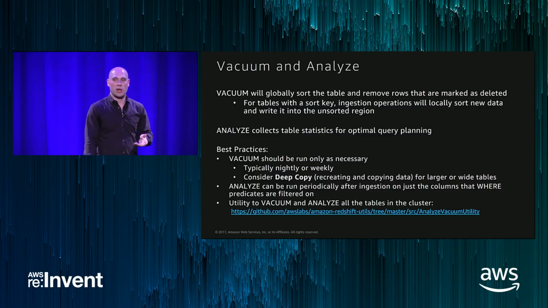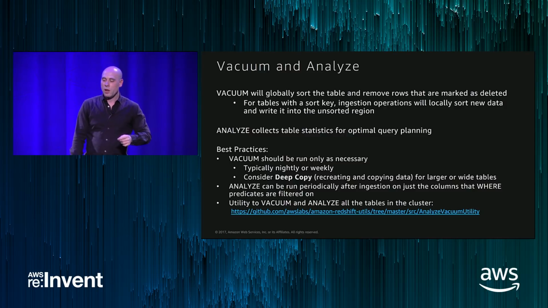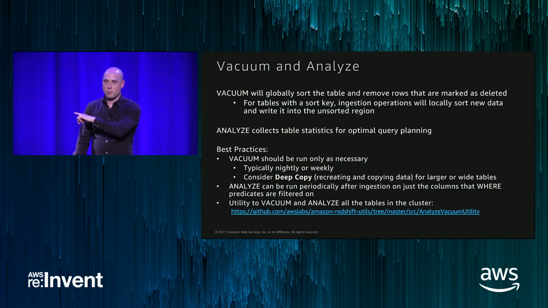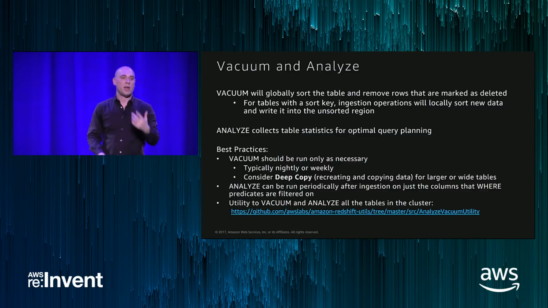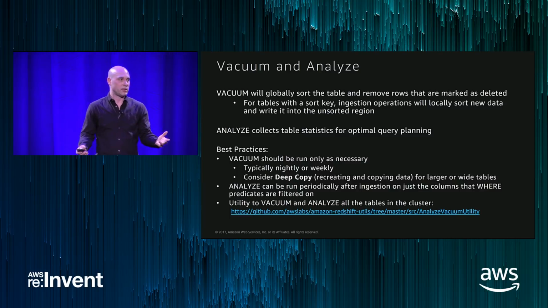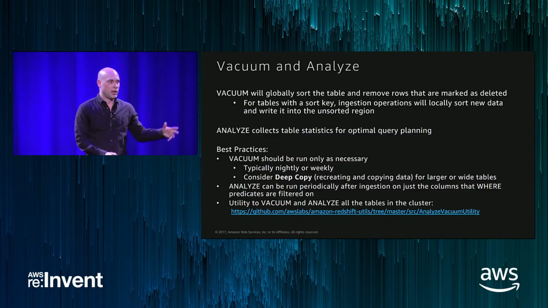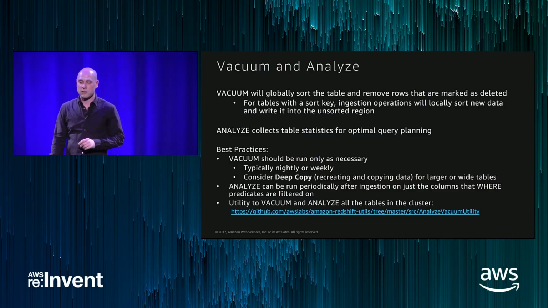Some customers only run vacuum, particularly weekly, for example. And we do have a really good utility here on GitHub. A lot of customers take that utility. It's a Python script essentially, and it will vacuum and analyze your entire table. So that's usually what I recommend doing. Grab that utility and vacuum and analyze on some sort of cadence that makes sense.